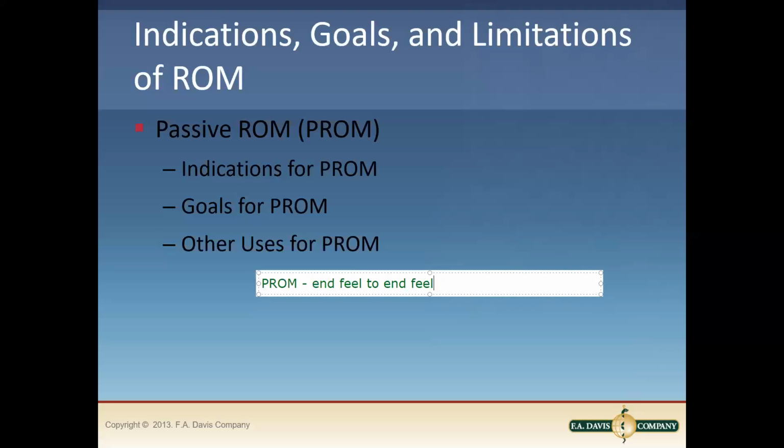So passive stops when you hit that end feel, whether it's an empty end feel because of pain or whether it's one of the other end feels, right? It'd be really weird if you're doing passive range of motion on my elbow and you get out here to my bony end feel and you're like, hold on, let me see if I can get you further. Wouldn't work that way. That'd be bad.